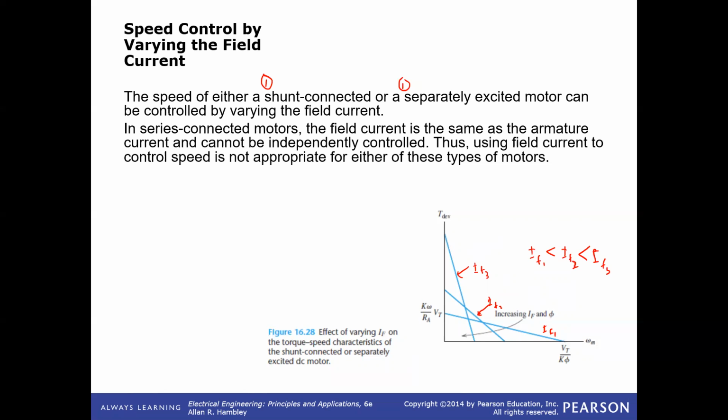But for the series, this type of control is not applicable, because for series, you know already, this is your voltage supply, this is your RF, and this is your RA. Okay, and then this is your back EMF, where IF is equal to IA in series. So if you want to change IF, you will actually affect IA also. So this is not appropriate.